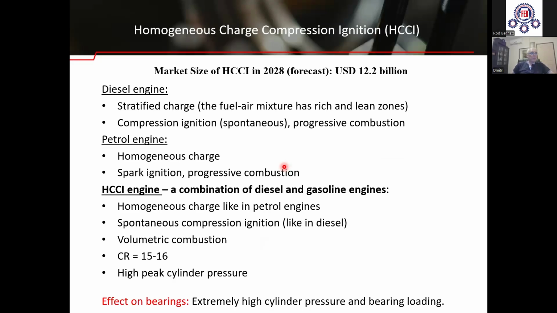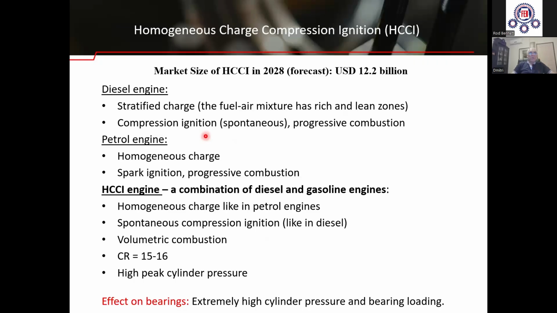If you compare two different engines, diesel engines and petrol engines, you can see that in the diesel engine, the charge is stratified. It is not homogeneous. There is an area or space of rich mixture and lean zones.